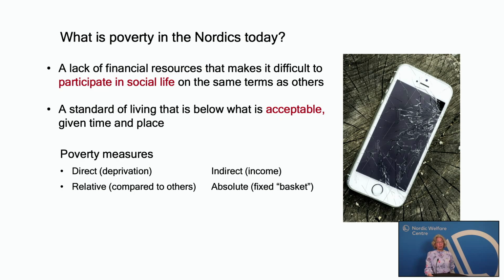We can measure poverty in relative terms, that is, what is your situation compared to others, and we can measure poverty in what we call absolute terms. That is not really absolute, I will soon go into that, but it measures if you can afford a fixed basket of things. And we can measure poverty in terms of the family economy, and we can also measure poverty in terms of the individual's own economy. And that can make a big difference, as I will show you very soon.